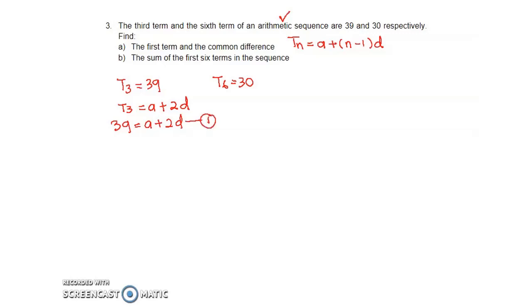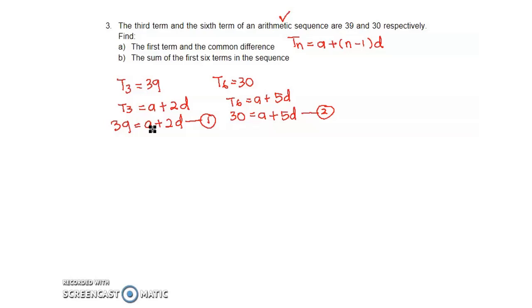Write T6 in general term as well. So T6 equals A plus 5D, because 6 minus 1 we get 5. T6 is 30, so 30 equals A plus 5D. We set this one as the second equation. Now if you look at A, the multiplier in both equations is equal to 1, so it is easy for us to eliminate A first. A minus A we get 0, which means A is eliminated.